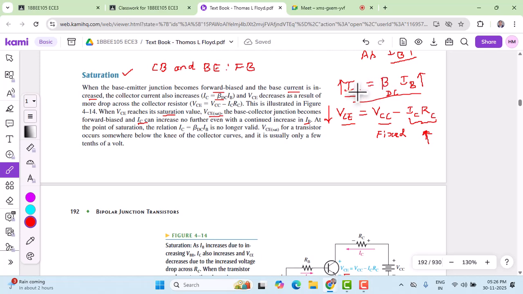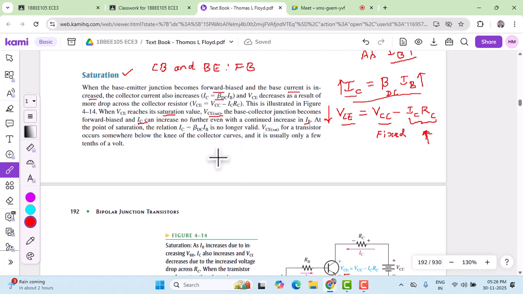The equation shown here, IC equals beta DC times IB, is called the active region equation, and this equation becomes invalid. That means an increase in the base current will not cause an increase in the collector current. That's what happens in the saturation region.